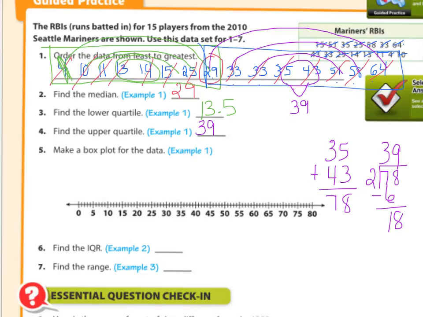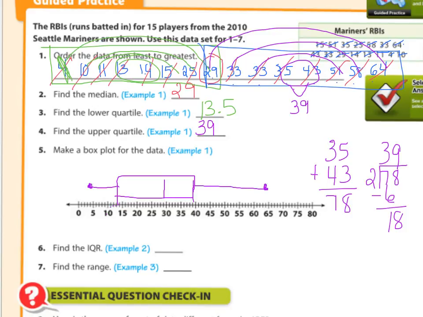Okay, and now we're going to make a box plot of the data. So 29 is going to be my median. It's the middle of my box. And my lower quartile is 13 and a half, halfway between 13 and 14. And then my upper quartile is 39, so it's here. And so there's my box right there. And then I'm going to reach down to the smallest number, which was 4. And I'm going to draw this line up to the biggest number, which is 64, right up here.